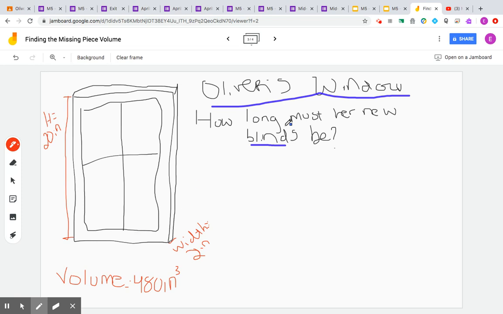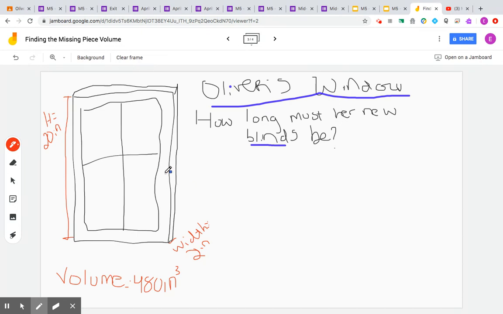I need blinds for my window because it's just too bright, especially early in the morning when I'm not quite wide awake yet. So I need to figure out how long my blinds need to be in order to fully cover the window. Now, I don't know much about my window. It's a little bit hard to measure. I don't have my measuring tape.